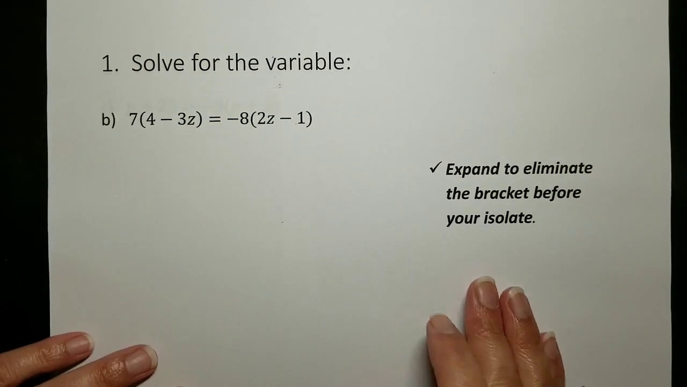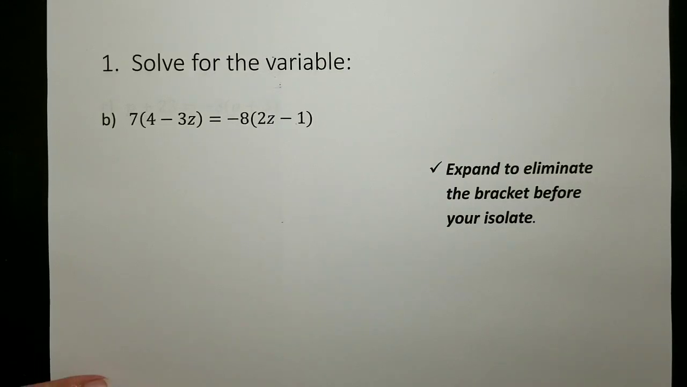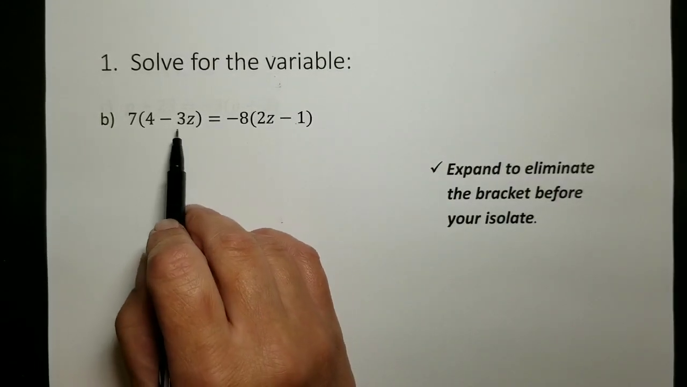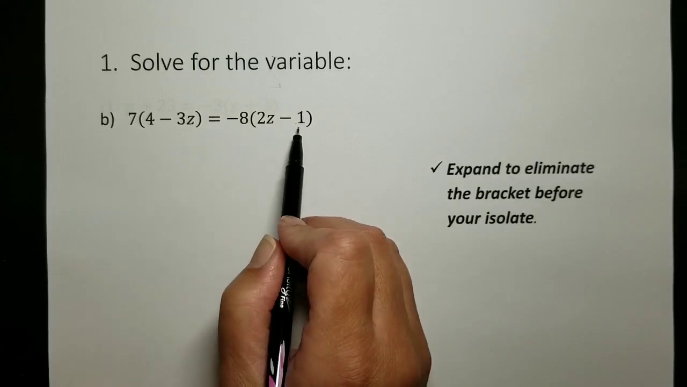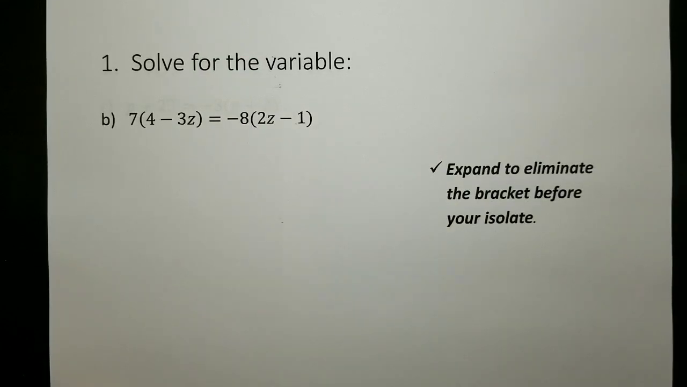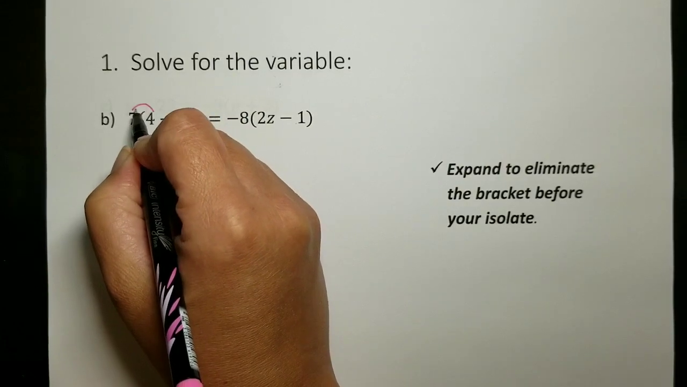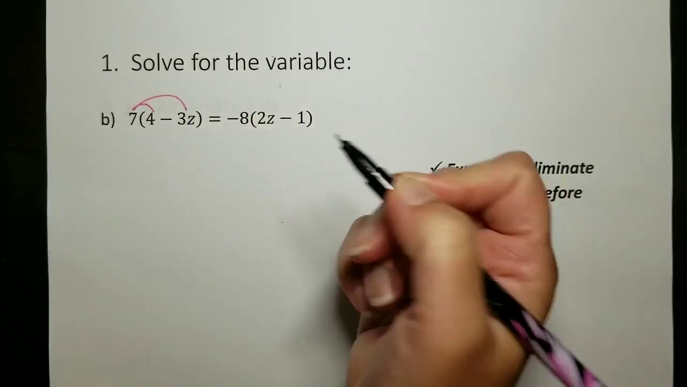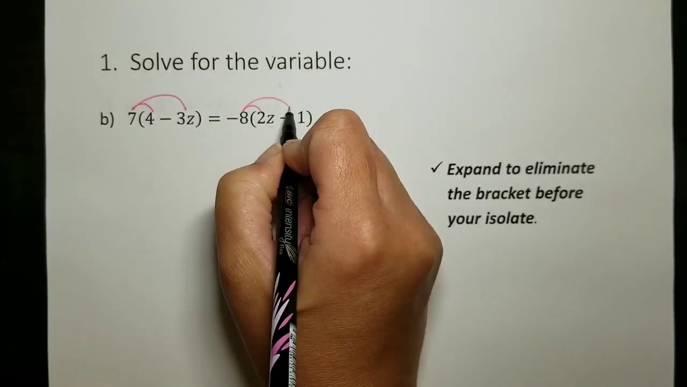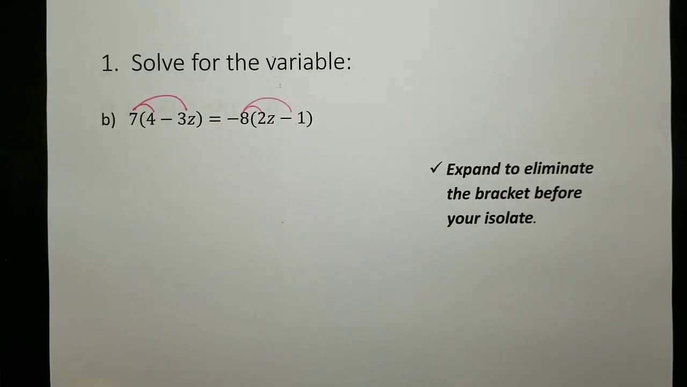Similar again here, we have 7 times this bracket on the left, and then negative 8 times this bracket on the right. So we're going to distribute the brackets. We're multiplying this monomial into the polynomial in each bracket before we start trying to isolate and solve.